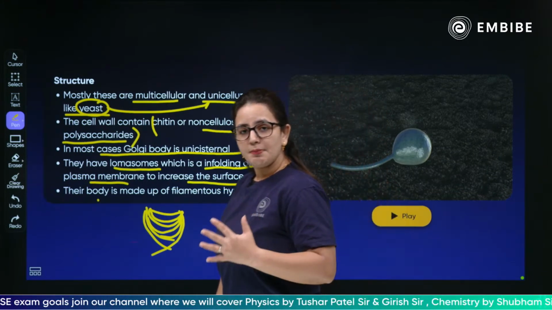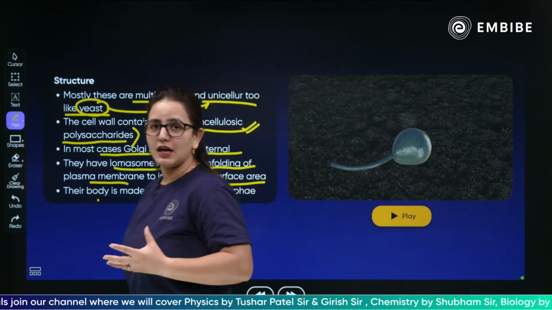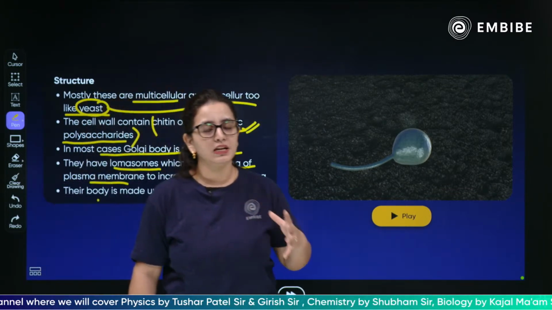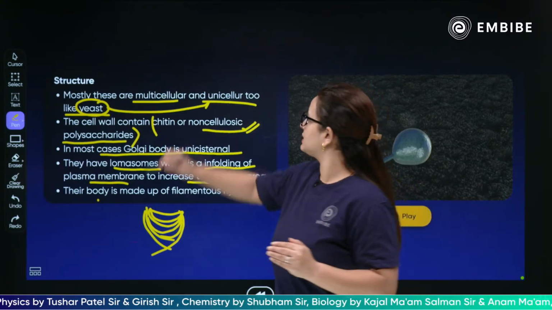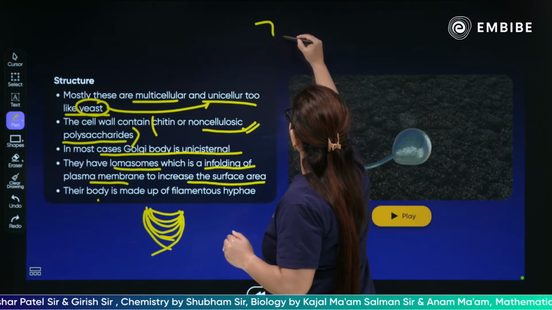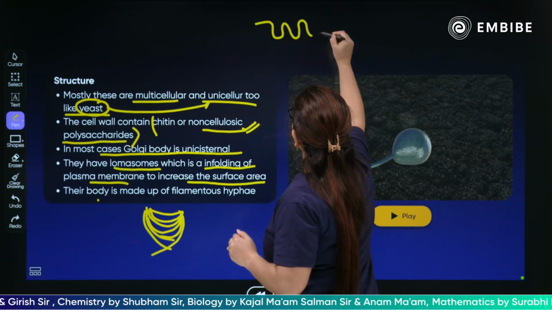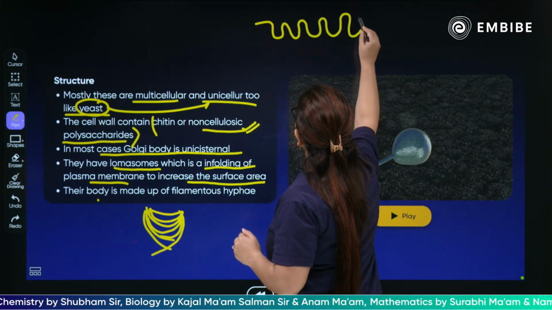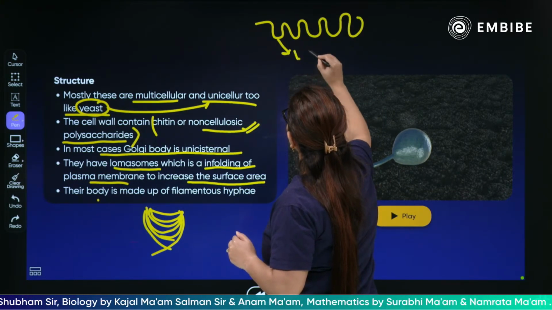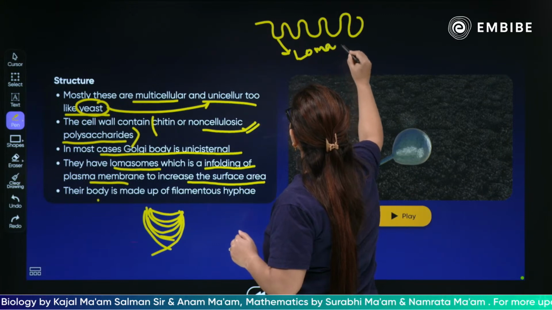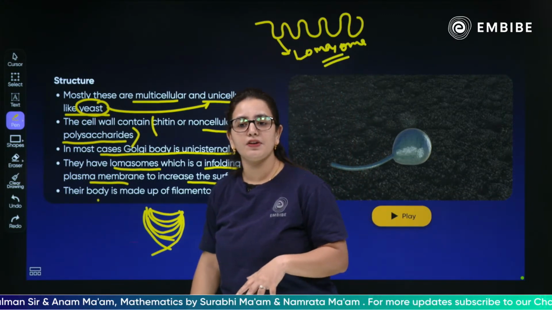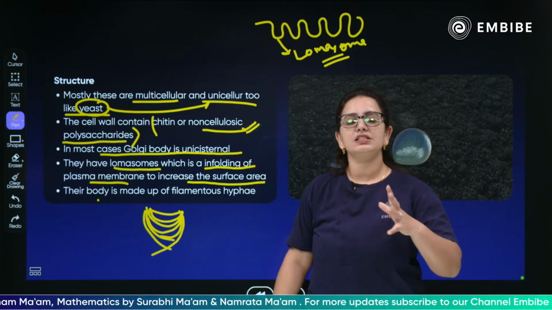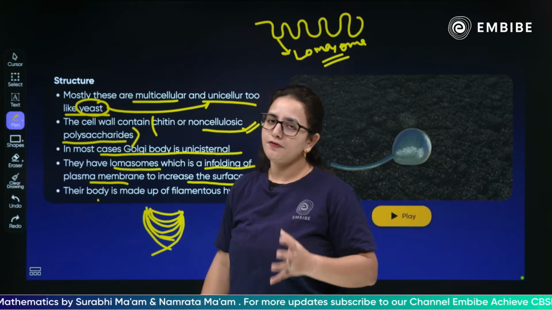Yes, the plasma membrane of the fungi has infoldings, and these kinds of infoldings are called lomasomes. What they do is increase the surface area of the fungi.